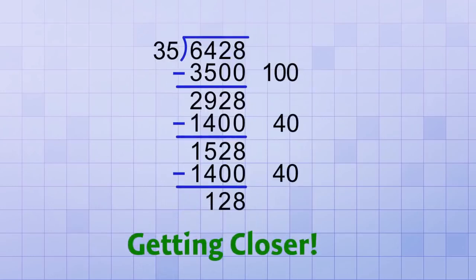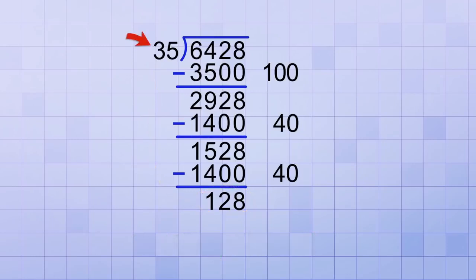Well, we're definitely getting closer now, since our remainder is just a little bigger than our divisor. I'm not sure exactly how many times 35 will go into 128, but I know it will go in at least twice, since 2 times 35 equals 70, so that will be my next guess for a partial answer. 2 times 35 equals 70, and 128 minus 70 equals 58.